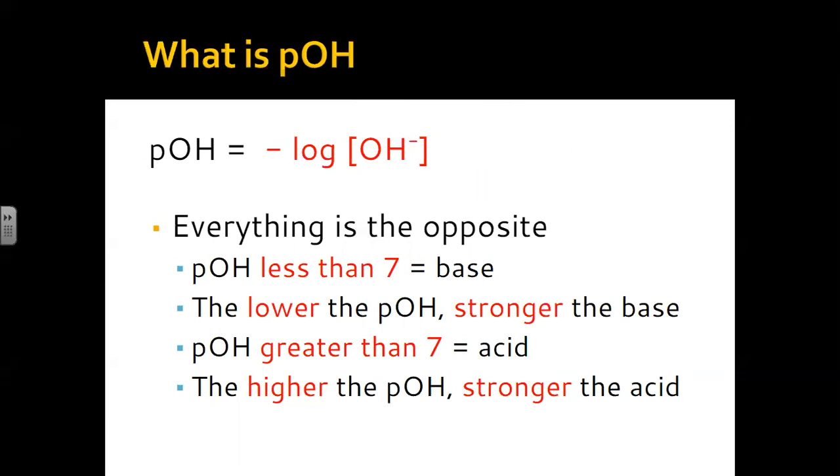So if I calculated the pOH of a base and I got a pOH of less than 7, that means that thing is a base. If I have a low pOH, I have a strong base. If I have a pOH that's greater than 7, I have an acid, which is the exact opposite of what the pH scale is. On the pH scale, if you have a pH greater than 7, you have a base. But on the pOH scale, if you have a pOH that is greater than 7, you have an acid. So you're going to have to think about that opposite as you would the pH scale.